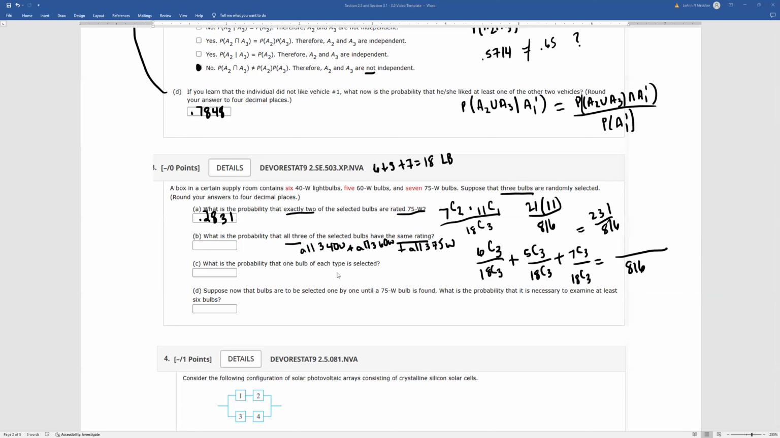So 6, choose 3 is 6 factorial divided by 3 factorial and then divided by 3 factorial again. So that is 20. So that first numerator is 20 plus 5 choose 3, which is 5 factorial divided by 2 factorial and then divided by 3 factorial.